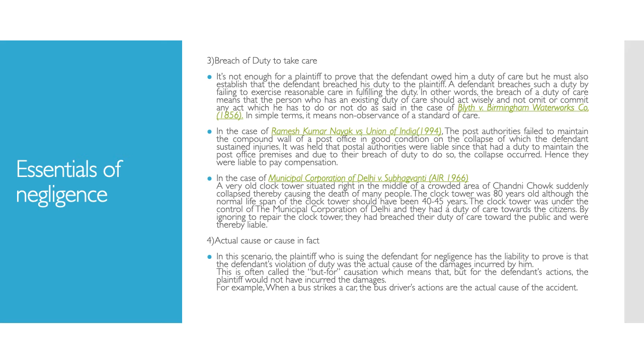The next is actual cause, or cause in fact. In this scenario, the plaintiff who is suing the defendant for negligence has the burden to prove that the defendant's violation of duty was the actual cause of the damage incurred by the plaintiff. This is often called but-for causation, which means that but for the defendant's action, the plaintiff would not have incurred the damages. For example, when a bus strikes a car, the bus driver's actions are the actual cause of the accident.